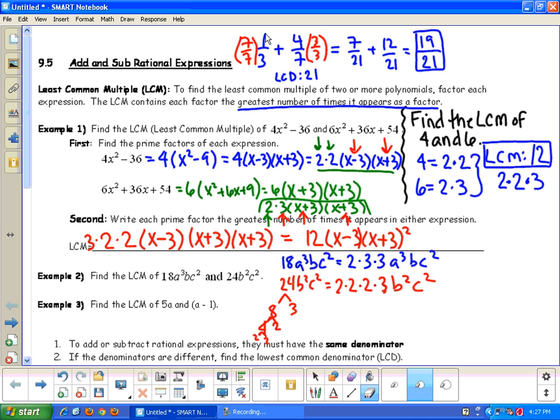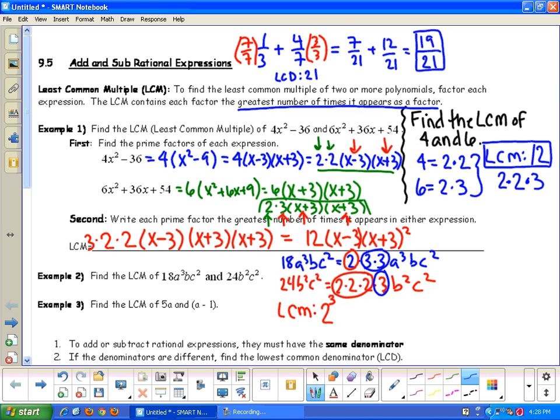Now I'm looking for my least common multiple, so I'm looking for the greatest number of times any number appears in either. So my least common multiple, let's start with the 2's. I have 1 here, but I have 3 here. So the greatest number of times it appears in either would be 3. So 2 times 2 times 2, or you can just write 2 to the third. And then if we look at our 3's next, I have 2 here, and I have 1 here. So the greatest number of times it appears in either would be twice, so 3 squared.